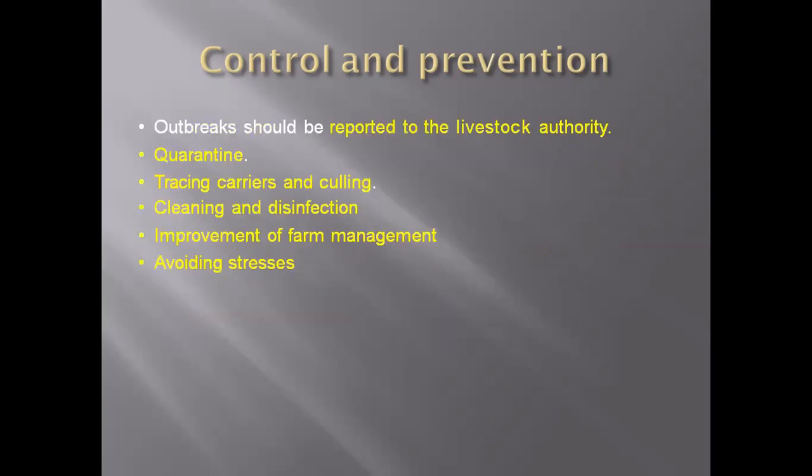Similarly, the other way to prevent this disease is by reporting the outbreaks immediately to the livestock authority, so that the vaccination can be done immediately in other healthy animals who have not yet contracted the disease. Similarly, quarantine measures to be followed, tracing carriers and culling them or slaughtering them, cleaning and disinfection of the sheds and farms, improvement of the farm management, and avoiding stressful conditions as we discussed earlier.